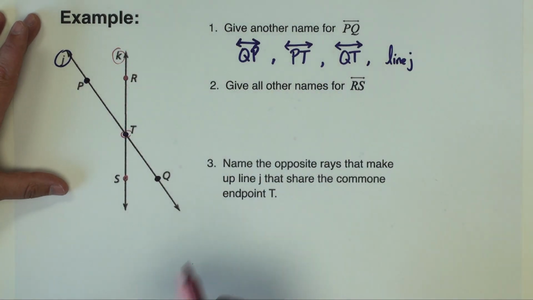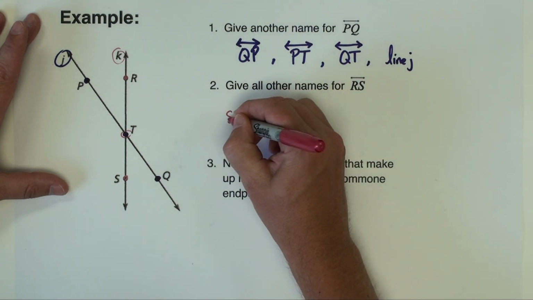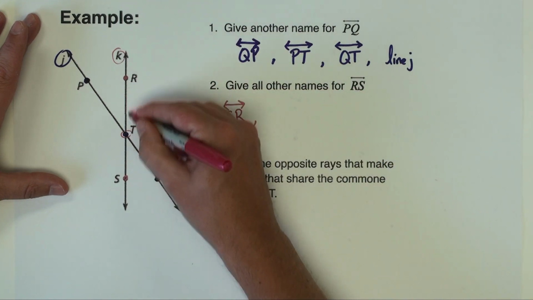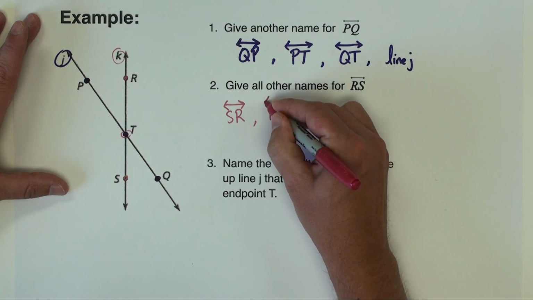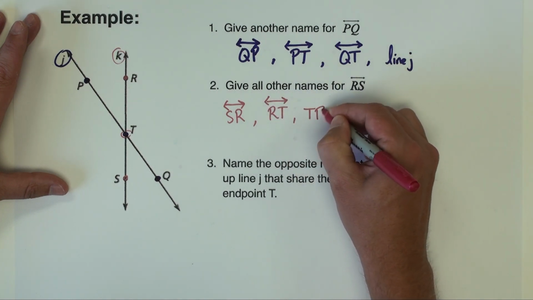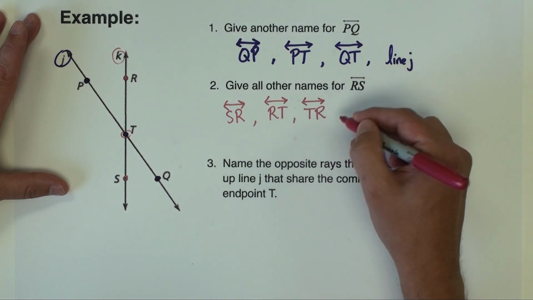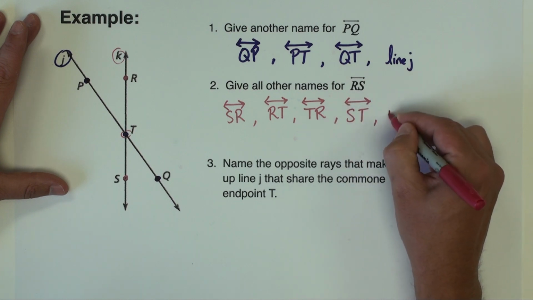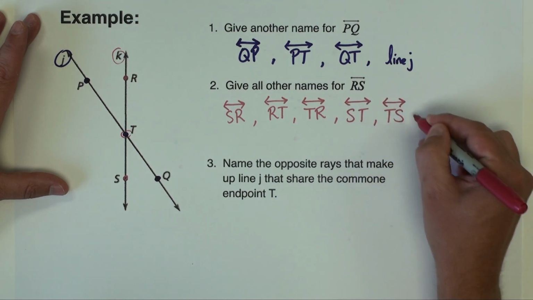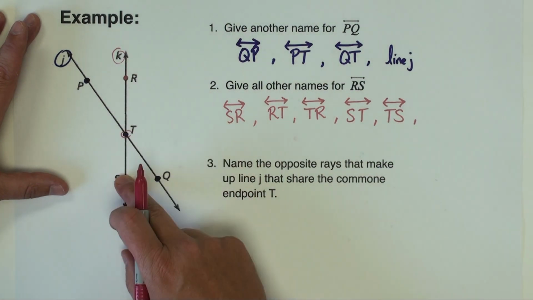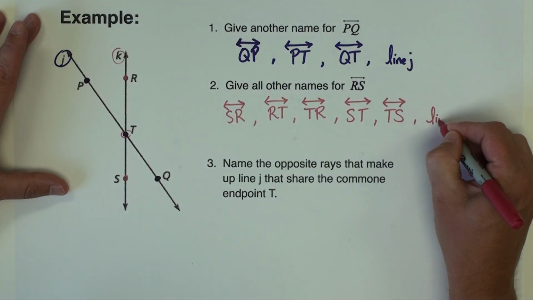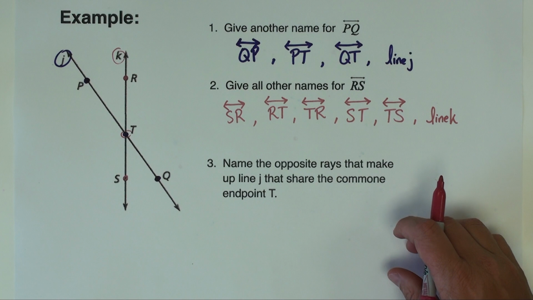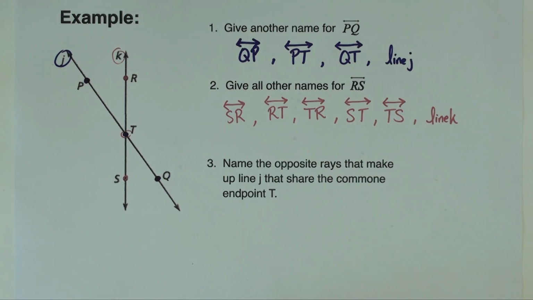Now it wants all other names, so we need to list them all here. So I've got SR, just those two letters flipped. I could use RT, or I could change the order of RT to TR. That's the same line. I could use ST, or I could change the order to TS. Okay, so all those are fine with those 3 points. I could also use K, and I could call this line K. Any of those would be appropriate names for that line, and that's all of the names for that line.